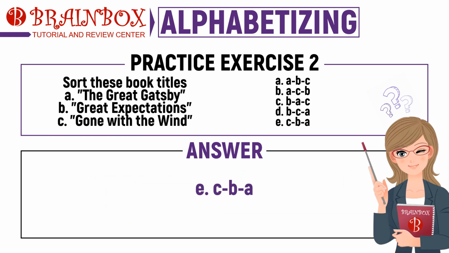In alphabetizing titles, we don't include the as part of the title. Therefore, in this case, the correct arrangement is Gone with the Wind, then Great Expectations, followed by The Great Gatsby. The correct answer is letter E. CBA.